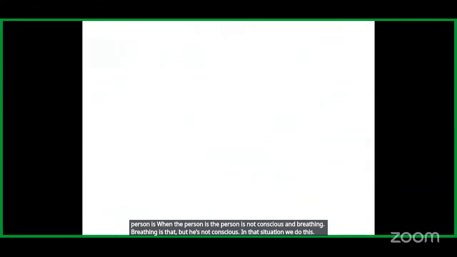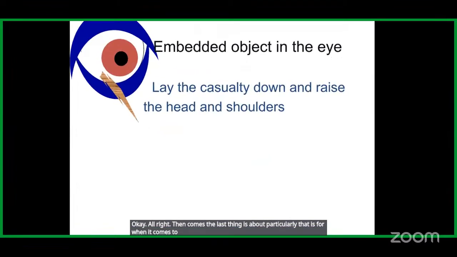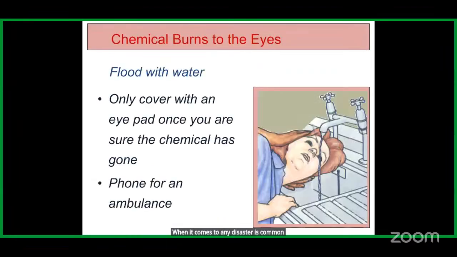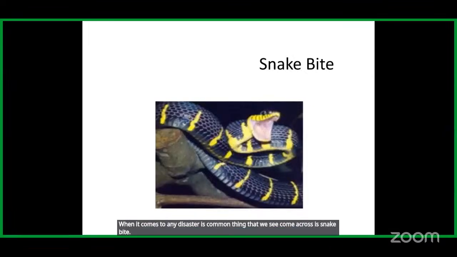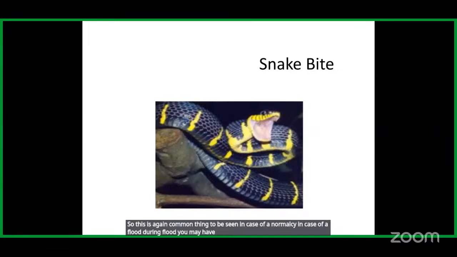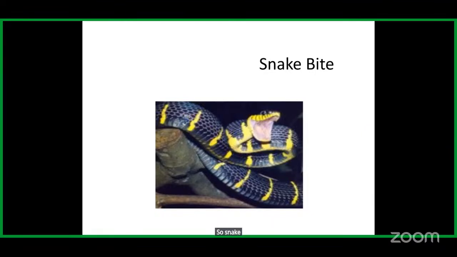Okay. All right. Then comes the last thing, which is about disasters. A common thing that we come across is snake bite. This is commonly seen in normal times and in case of a flood. During floods, you may have heard about snakes entering the water and entering houses. In some districts and states, we have seen crocodiles also in the water. So snakes are commonly seen, and snake bite is a common thing and reported.